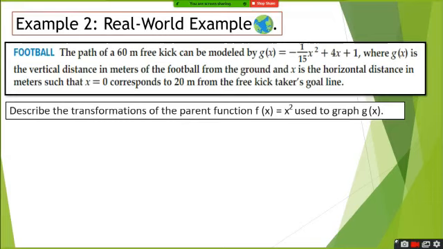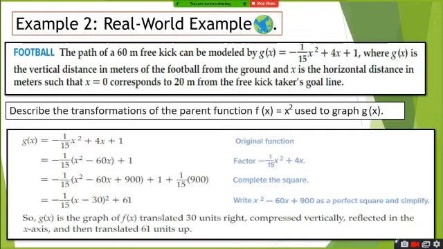So let's describe together the transformations of the parent function f of x equals x squared used to graph g of x. In the first step, we will write the original function. In the second step, we will factor minus 1 over 15 out of x squared plus 4x. In the third step, we will complete the square.